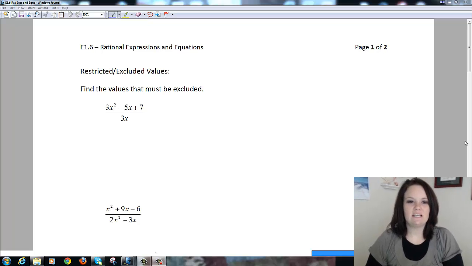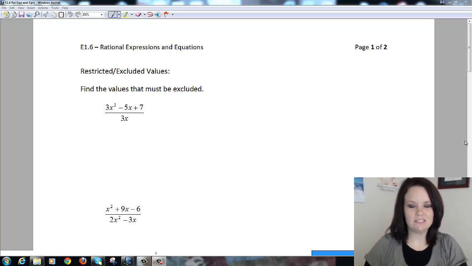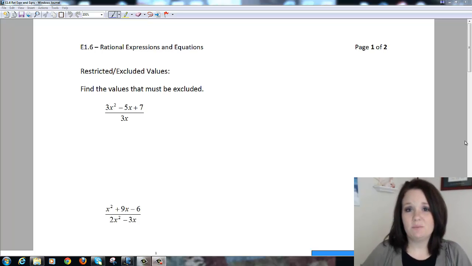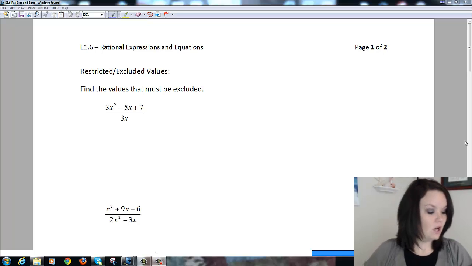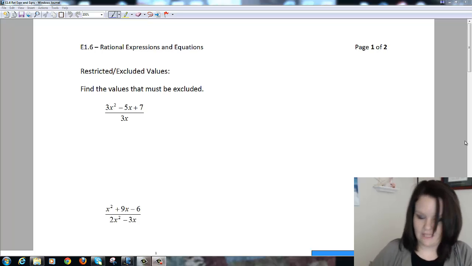This is E1.6 Rational Expressions and Equations, and we're going to talk about how to simplify rational expressions and also how to find the domain or the restricted values. Okay, the restricted or excluded values are the values that make the denominator 0. I'm going to go ahead and put that in here.